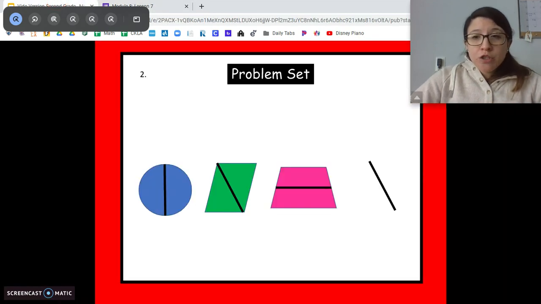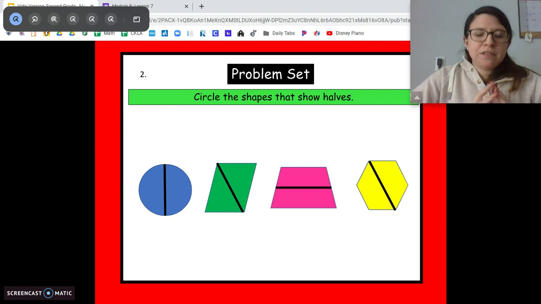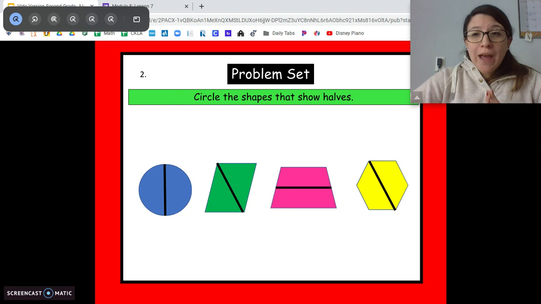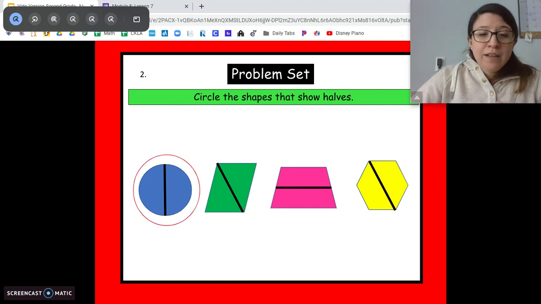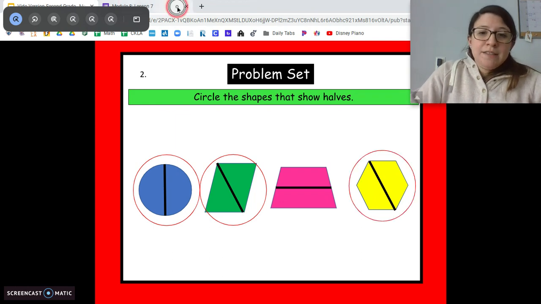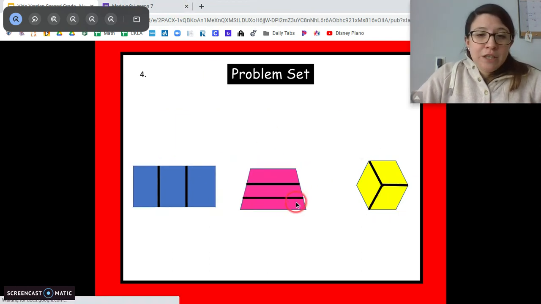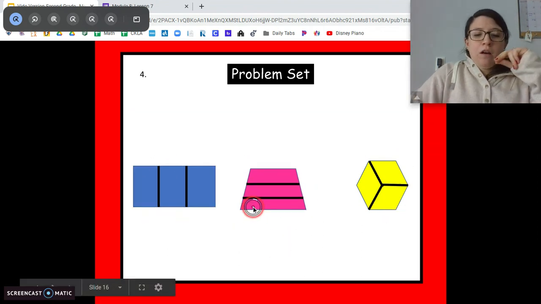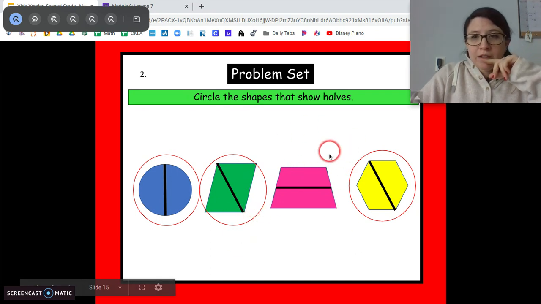Okay, so in your problem set today, you're going to see a bunch of different shapes. What you need to do is choose the shapes that show halves. If it is not equal, it is not a half. So I want you to look at these shapes on your screen. Which of these shapes show halves? They have to be equal parts. Very good. Equal parts. If we draw a line down the middle of this, is this shape equal to this shape? Not at all. So this is not halves. We cannot circle that one.